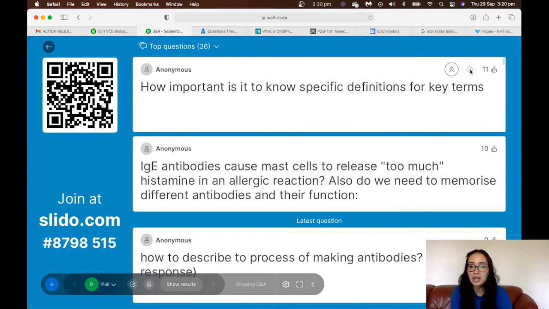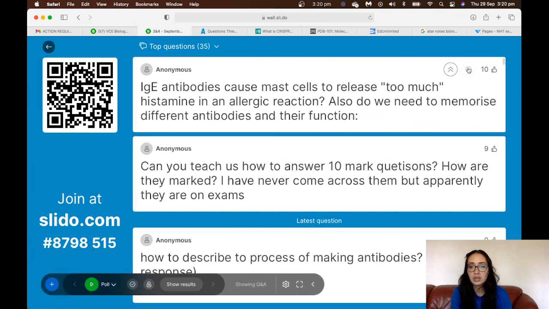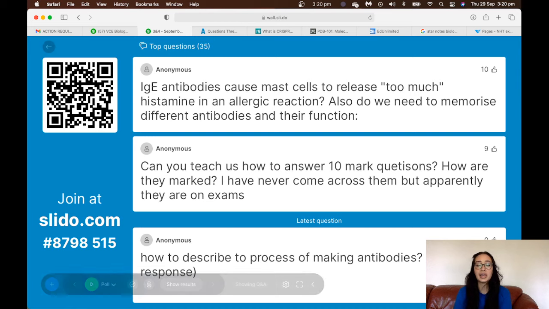IgE antibodies cause mast cells to release too much histamine. You do need to know their different functions. You need to know about it just for IgE antibodies. So knowing that they have that cross-linking, the first response is cross-linking, and then subsequently you've got quite a large impact. So yeah, you do need to know a bit of background for that. I think it used to be bigger on the study design, and now it's not, but just knowing it anyway.